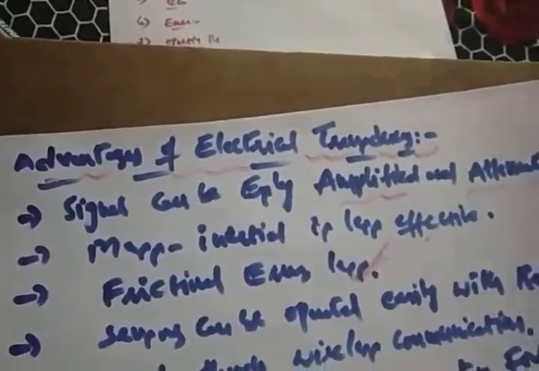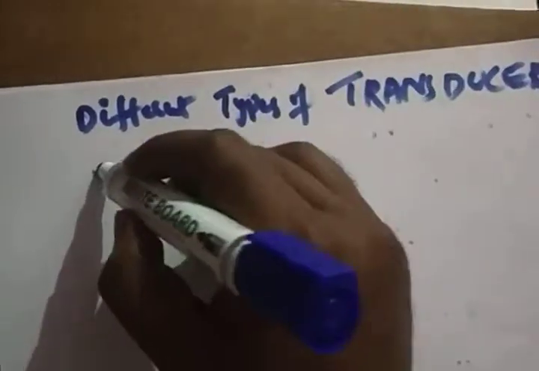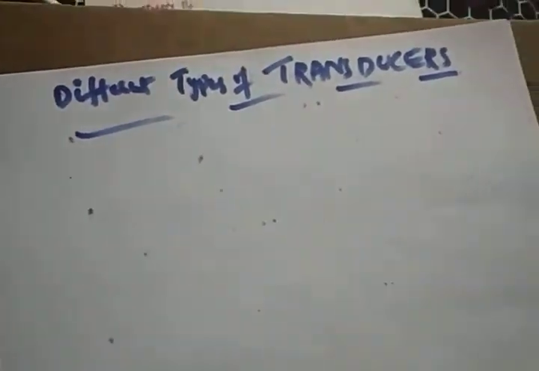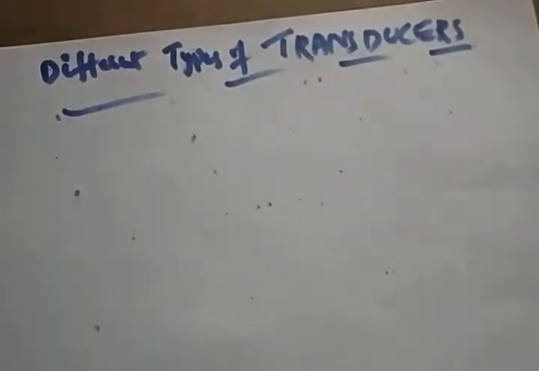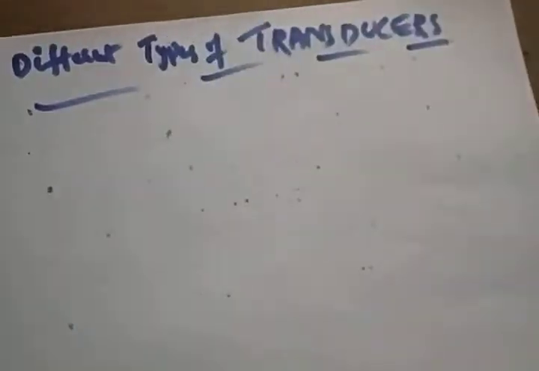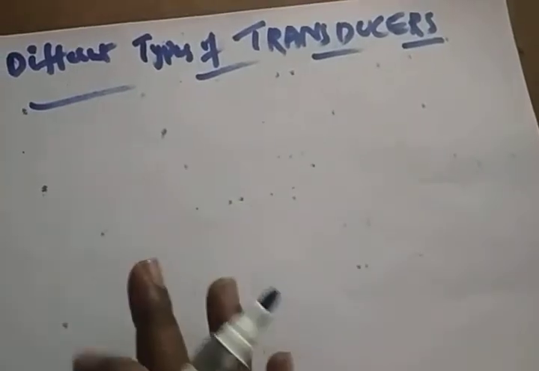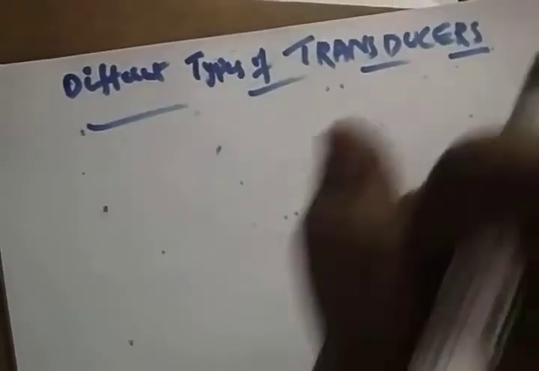Now we'll discuss the different types of transducers. Basically there are 4 types of transducers, right? A transducer is nothing but an instrument which converts a non-electrical quantity into an electrical quantity, which converts one form of energy to another form of energy, right? So there are 4 types.